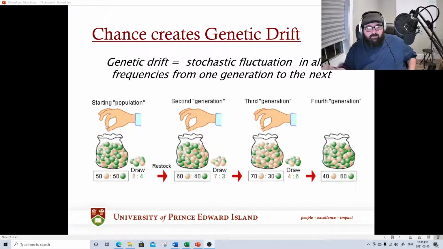So 10 we made into 100, and then this time by chance we draw out 4 yellow and 6 green, so the change is 40-60. Now in a large population, these changes are very small, because you're picking a lot of individuals out from a really large bag, and statistics tells you that you're going to end up with changes, but they're going to be relatively small changes. The smaller your population gets, the bigger these swings can be.